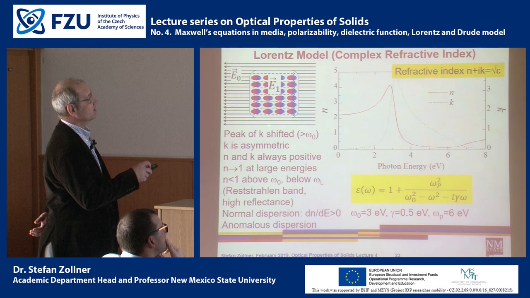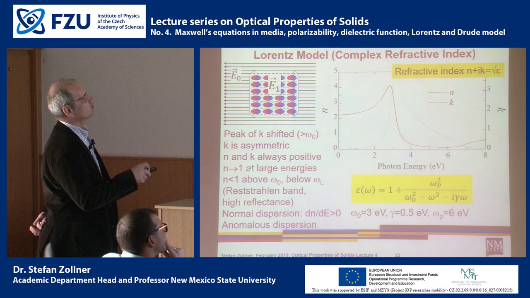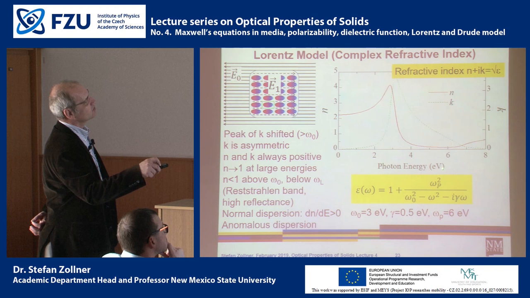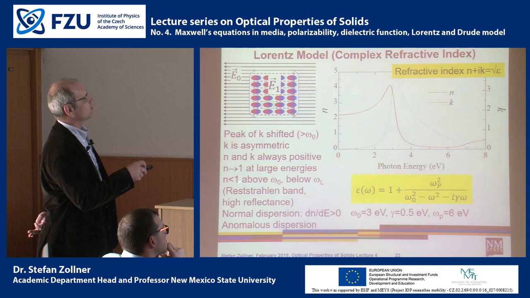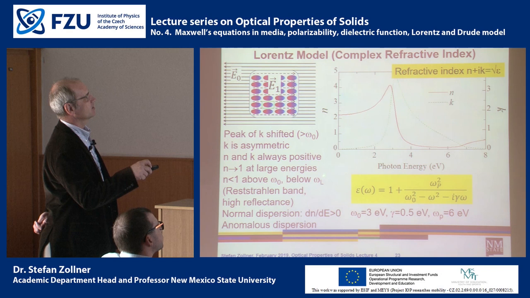So the peak in K is shifted, the curve is asymmetric, and N and K are always positive. N approaches 1 at very large energies. This is N equal to 1, so it approaches 1, it's not quite there yet. But the interesting part is that N is less than 1 above the resonance frequency and below the longitudinal frequency. Whenever N is less than 1, we observe this Reststrahlen band, which is a band of very high reflectance.